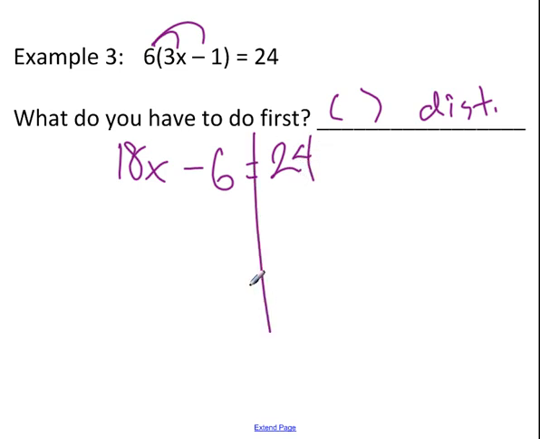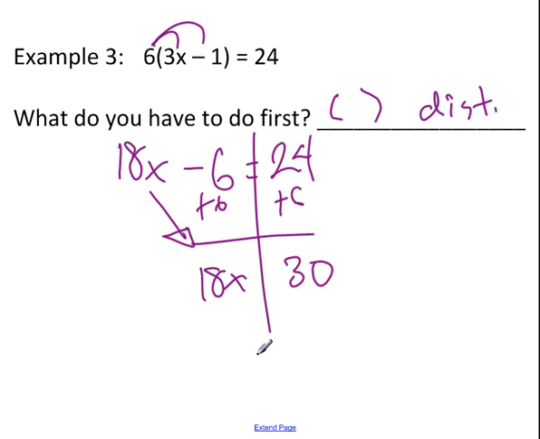So now we're ready to go on the rest of our steps now that we've taken care of the parentheses group. I'm going to add 6 to both sides. It gives me 30 there. Always rewriting the things that have not changed so that we do not lose those along the way. Divide both sides by our 18 so that x equals 30 over 18.